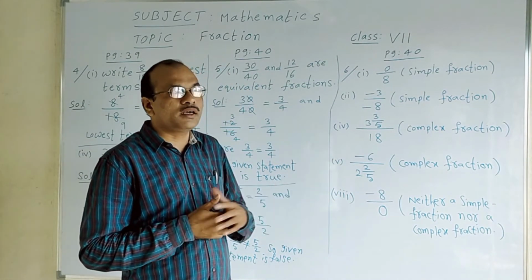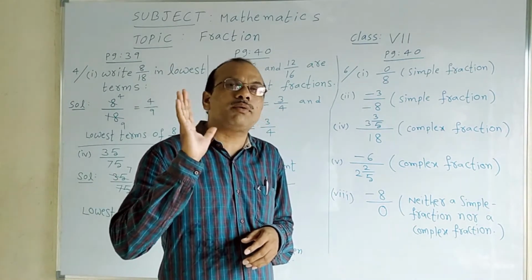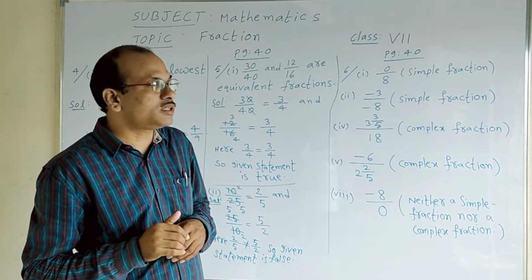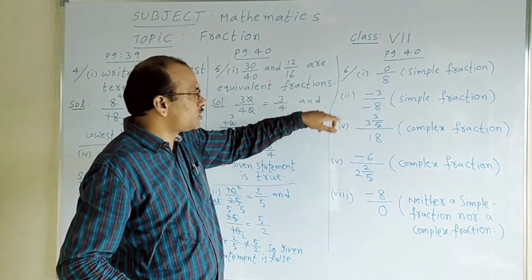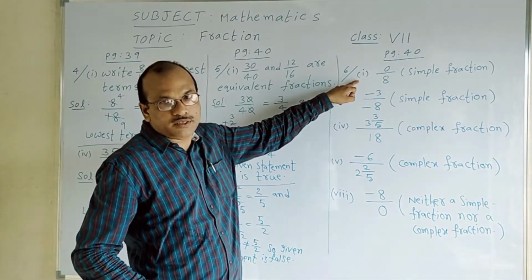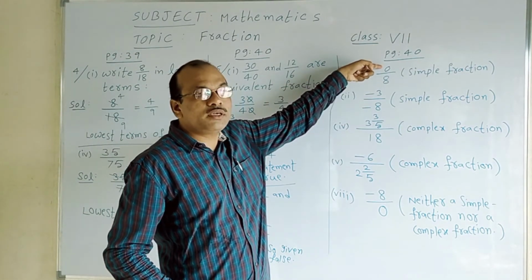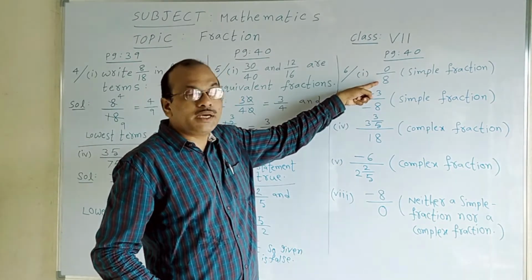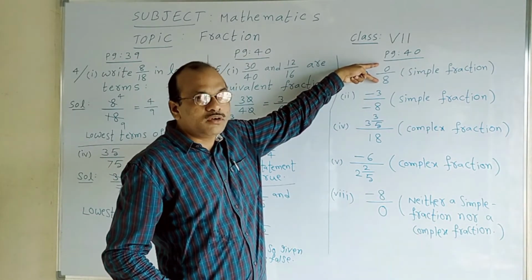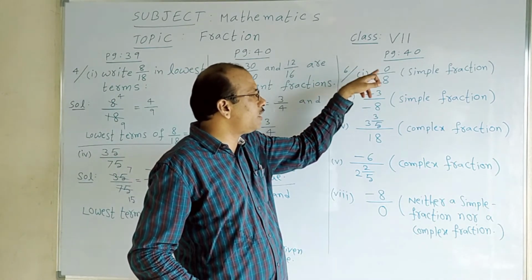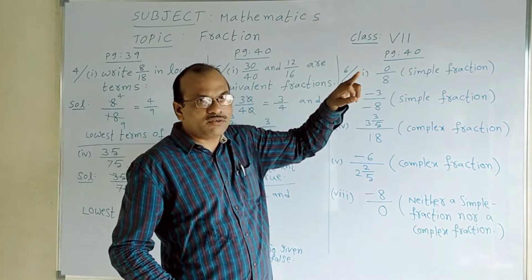In other cases, that means when the numerator and denominator are only whole numbers, then such a fraction is said to be a simple fraction. Now we come to the given questions. Sixth question, first bit, 0 by 8. Here numerator 0 is a whole number, denominator 8 is also a whole number. That means the numerator and denominator of this fraction are whole numbers, so it is called a simple fraction. Is it clear for you?